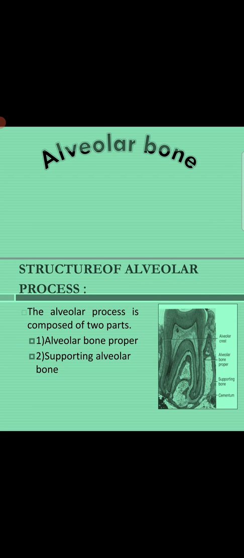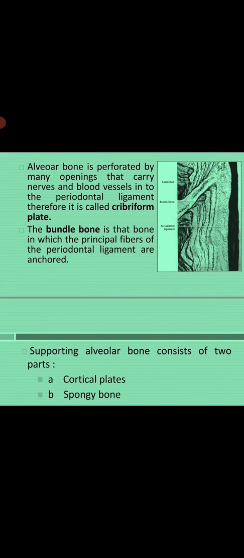The alveolar process is composed of two parts. Number one is alveolar bone proper, and second is the supporting alveolar bone. Here in the diagram you can see the alveolar bone proper and supporting alveolar bone. The alveolar bone is perforated by many openings that carry nerves and blood vessels into the periodontal ligament. Therefore, it is called cribriform plate.